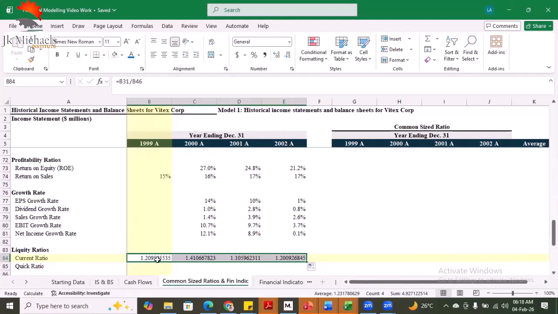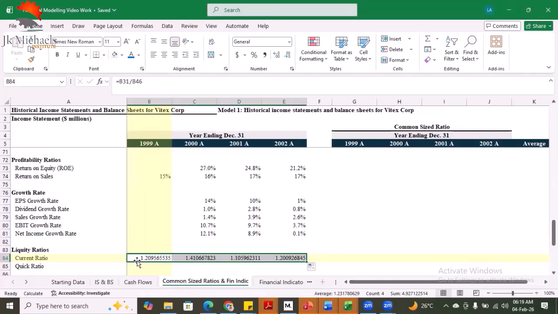Again, what this means is that we have $1.2 of current assets for every $1 of current liabilities. And what that means is that if all our current liabilities were called up immediately, we would have an excess, right, at a ratio of what? $1.2 of assets for every $1 of current liability that is called up.